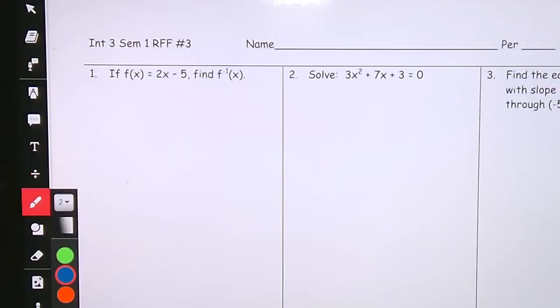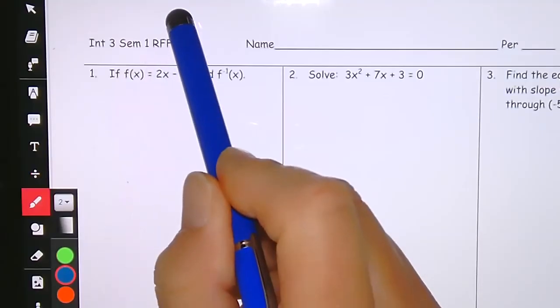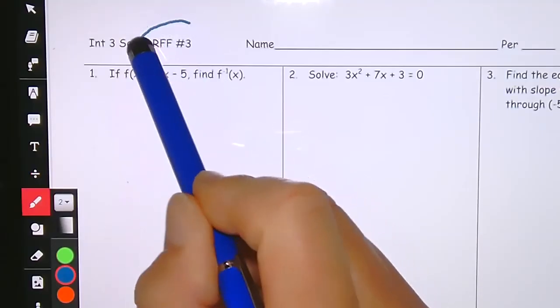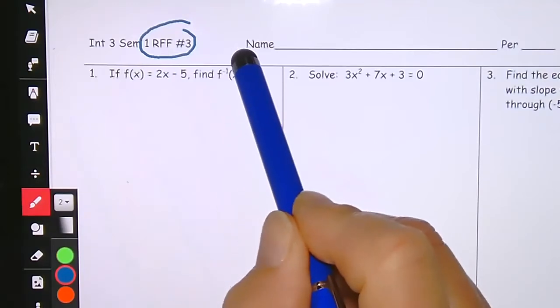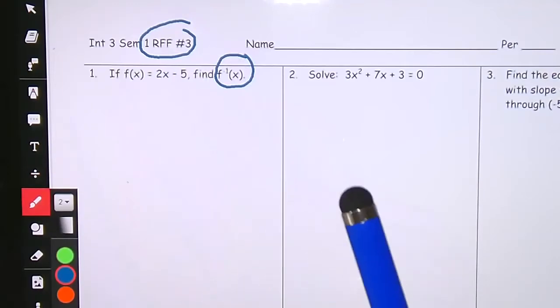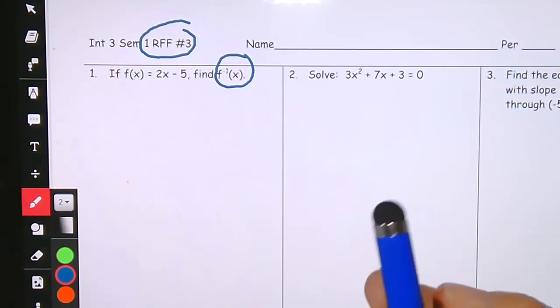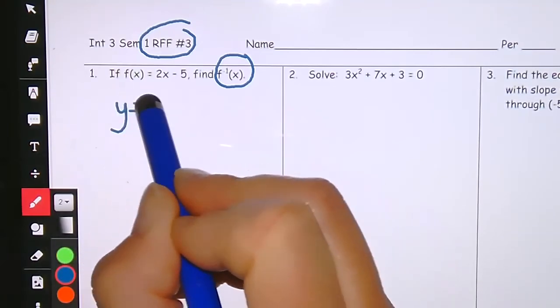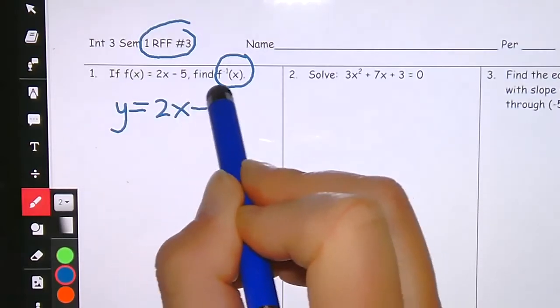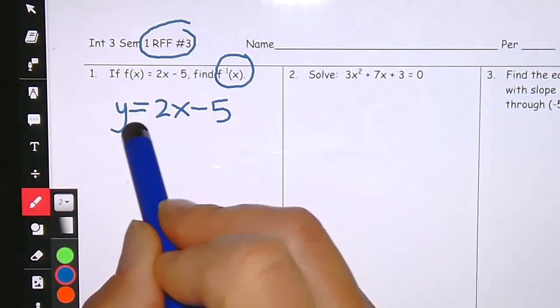So this video is on RFF number 3, okay? And when we see something like this, f to the negative first, this means inverse. And that means we're gonna literally switch our x and y. So this is really y equals 2x minus 5. That's what the f of x is, it's really y.